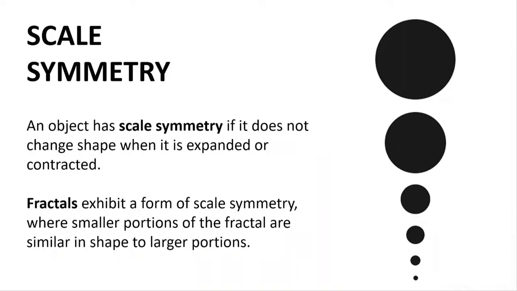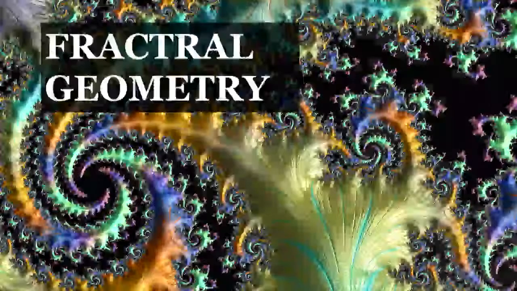Scale symmetry. An object has scale symmetry if it does not change shape when it is expanded or contracted. Fractals might be considered one form of scale symmetry, where smaller portions of the fractal are similar in shape to larger portions. So what is a fractal?